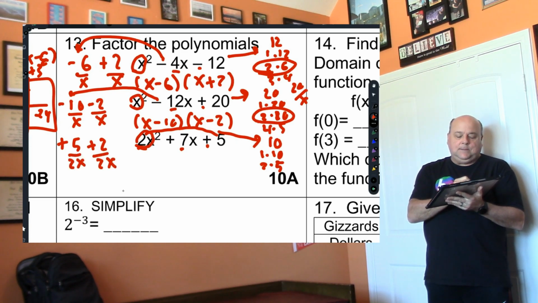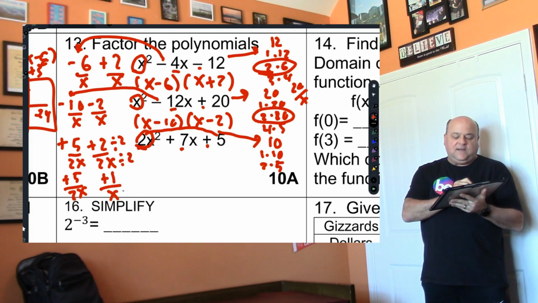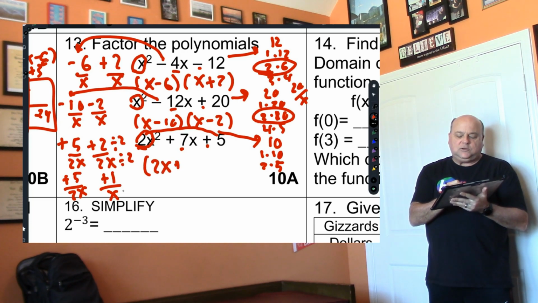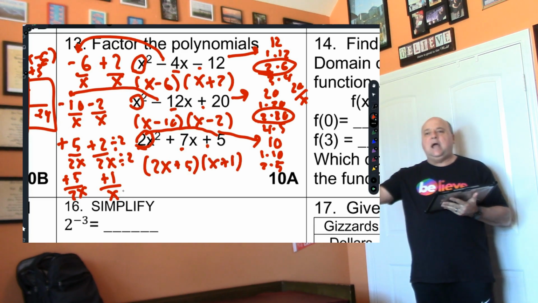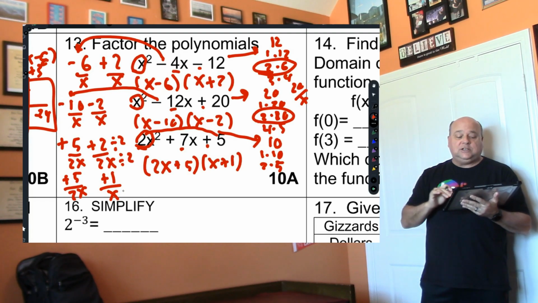Notice I cannot simplify the plus 5 and the 2x, but these divide by 2. So I'm going to get plus 1 over x. Now then, 5 times 1 is 5. 2x times x is 2x squared. These are going to be my factors: 2x plus 5 and x plus 1. And remember, the opposite of those factors are your zeros, which you just learned last week.